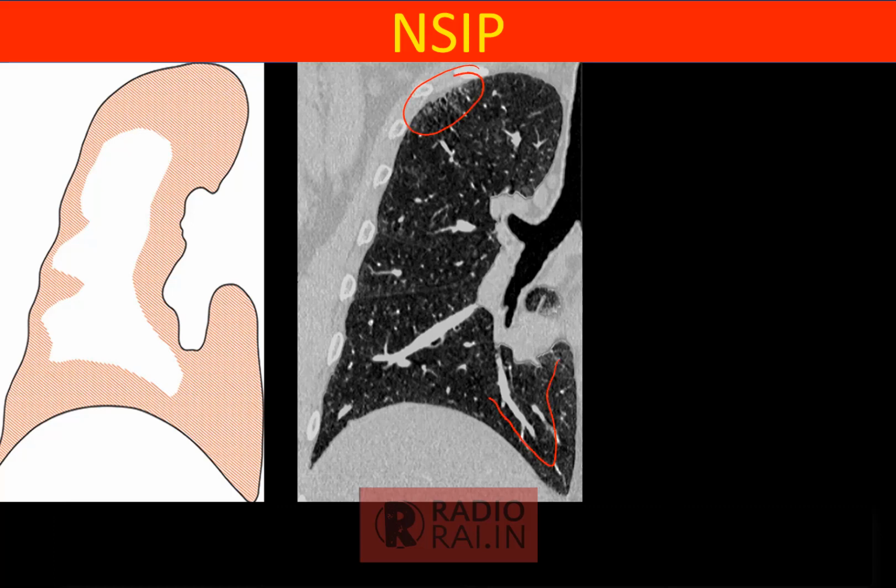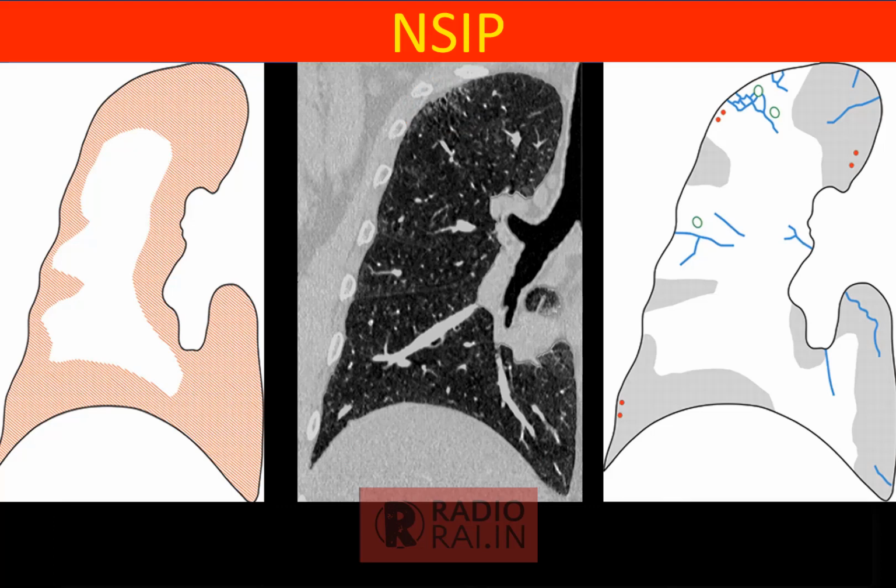We can see throughout it is slightly opaque compared to the rest of the lung, so there are slight ground glass opacities. Now what are the other things that we see? There can be ground glass opacity, along with that reticular opacities. There can be small discrete cysts, but there won't be the honeycombing appearance, but there can be small micronodular opacities. None of these were present in the UIP.